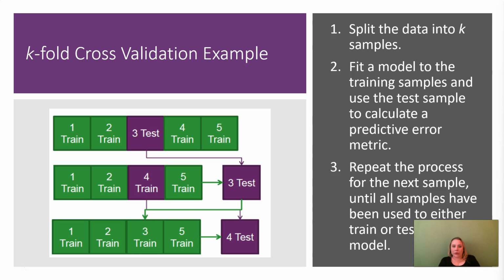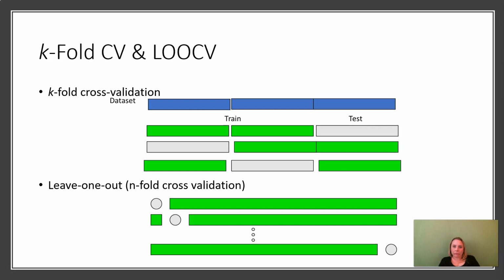And then we're going to change which sample we use as our test set until all of our samples have been used as either a train or a test in the model. Then we take the average of each of these metrics to compute that final k-fold. In this case, it would be a 5-fold cross-validated prediction error.